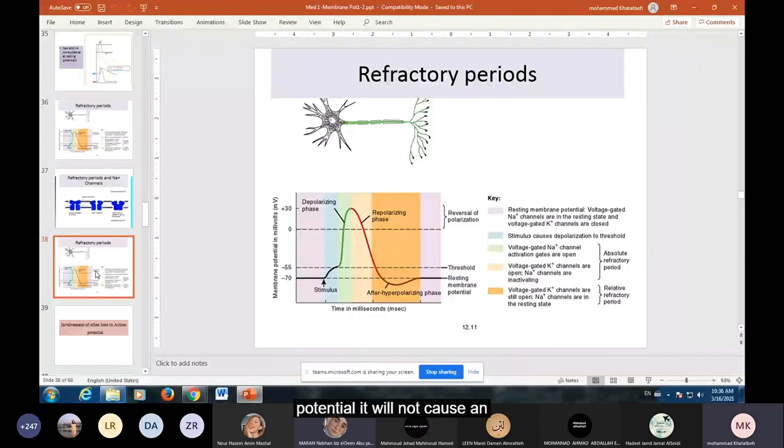It will not cause a new action potential if the sodium channels are in the state of closed and not capable of opening. Okay.